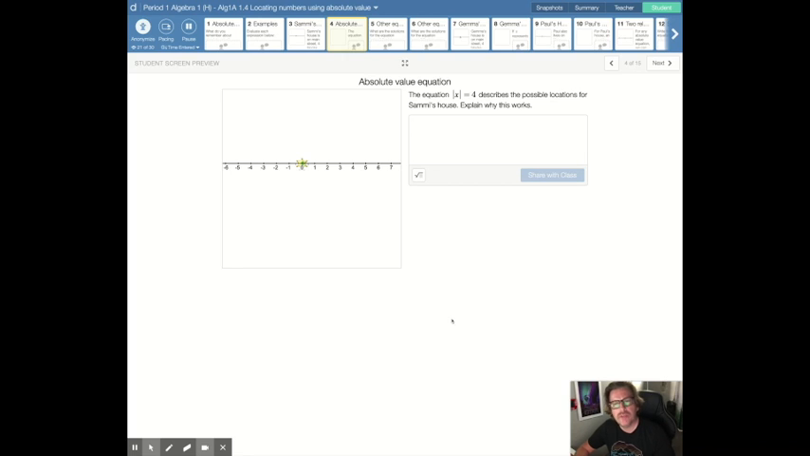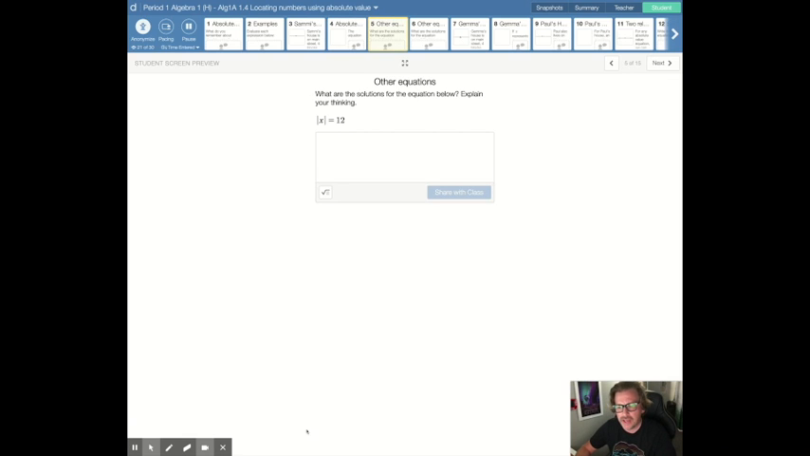Now that you've done slide 3 and manipulated those points that represent Sammy's location, I ask you a question. The equation, the absolute value of x equals 4, describes the possible locations for Sammy's house. Explain why this works. Again, I need you to dig deep, use academic vocabulary, and consider the definition of absolute value before you answer this question. If you need to look at your notes, that's okay. I highly recommend doing that. This is going to be your first pause, and I will be adding the first supplementary video to help you along with this. We're going to be using a number line to create our equations.